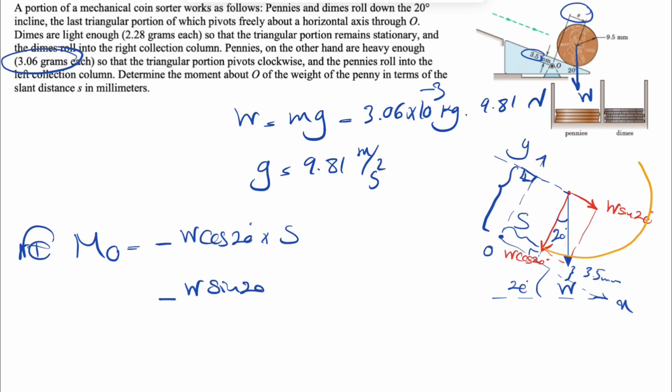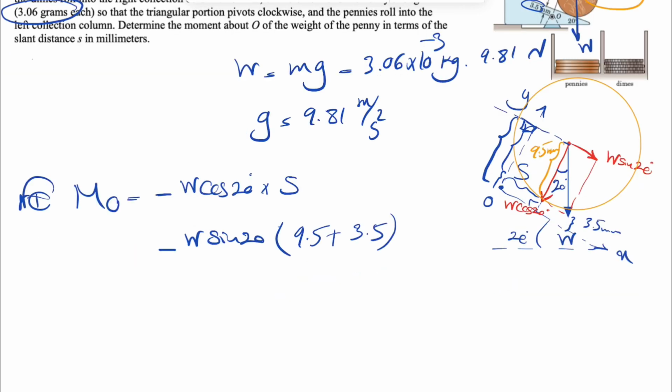This will be our coin. We know this distance is 3.5, and this is the radius of the coin, which is what we have from here to here. We know that one is 9.5 millimeters. So basically we have 9.5 plus 3.5. And since the question says the distances are in millimeters, at the end we're going to get our moment in newton millimeters.